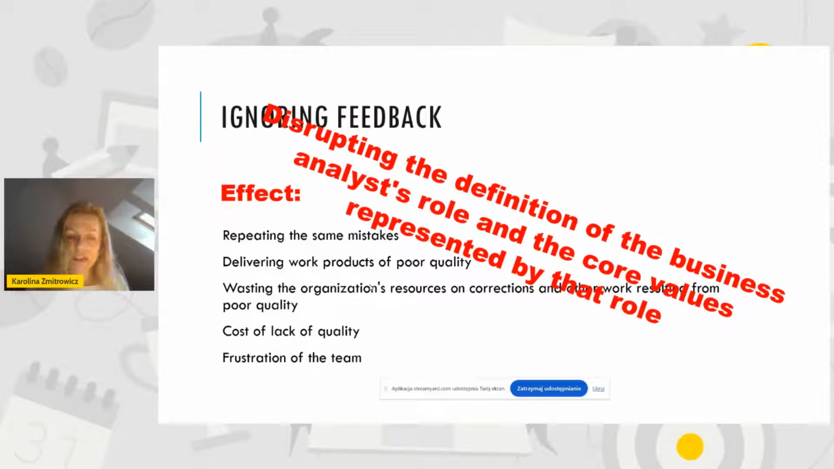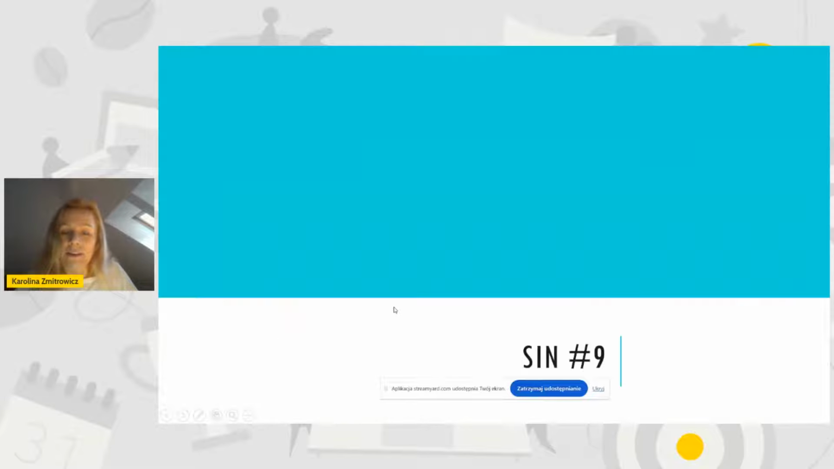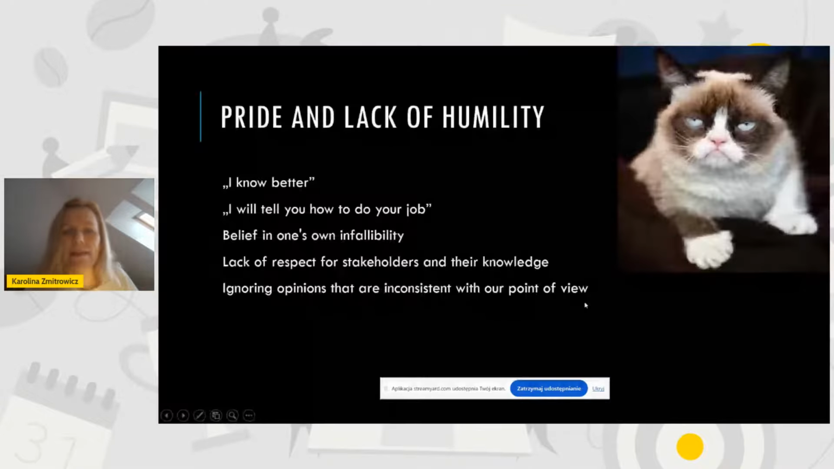Because I am not producing the work product for myself. I don't need them. Yeah, they are needed by other stakeholders, other members of my team. And they should be happy with them. The next thing, number 9, pride.